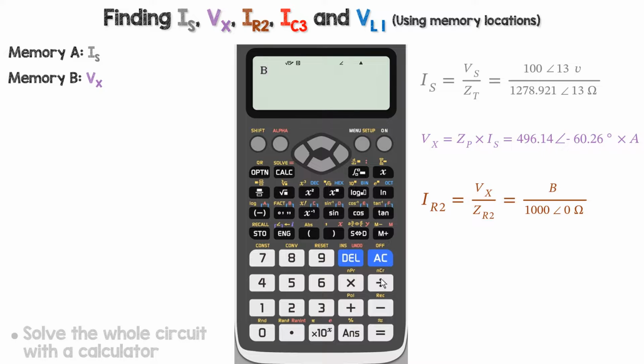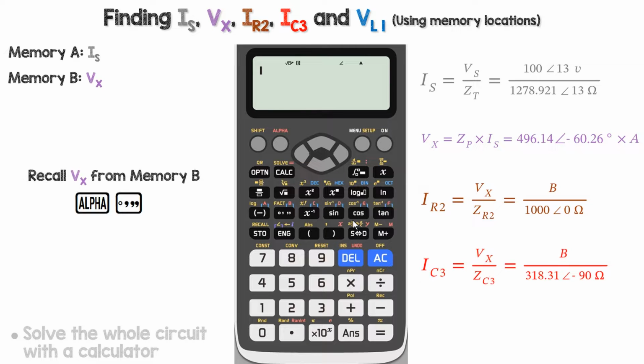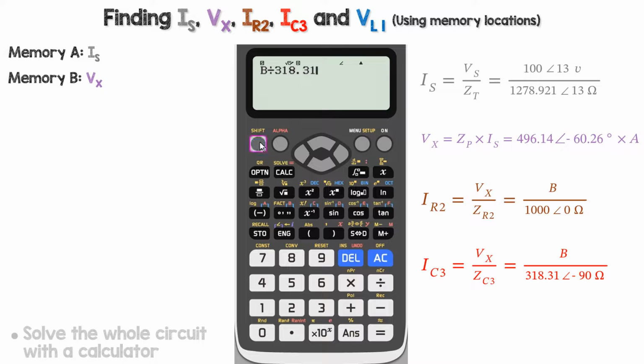Current through R2 is Vx divided by the impedance of R2. And that's what we worked out earlier. I'm going to work out the current through C3, and it would be good if you had a go at working out the current through ZL2C2R. So the current through C3 is Vx, which is stored in memory location B, divided by the capacitive reactance of capacitor 3.